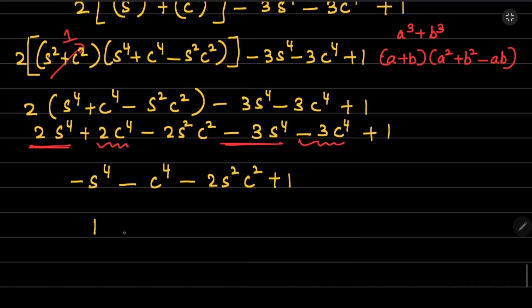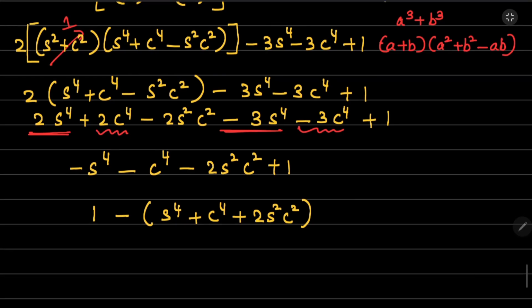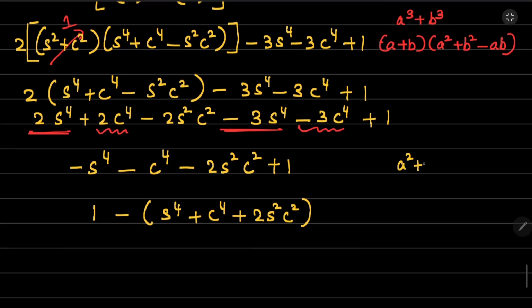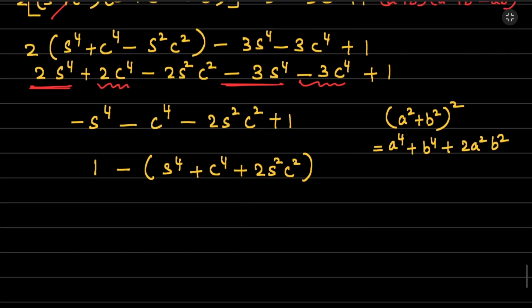Take 1 to one end, take negative common out. So here you'll be getting sine to the power 4 plus cos to the power 4 plus 2 sine square cos square. So the minute you see this, you should remember an identity. What is a square plus b square the whole square? It is nothing but a to the power 4 plus b to the power 4 plus 2a square b square. Very similar to a plus b the whole square. Instead of writing a plus b the whole square, we are just taking the square of it. A square plus b square the whole square, but applying the same identity. So this is very similar to this, right?